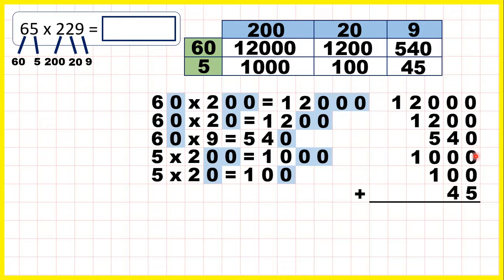0 plus 0 plus 0 plus 0 plus 0 plus 5 is 5. For this column, we're just adding 4 and 4 to make 8. 2 plus 5 plus 1 is 8. 2 plus 1 plus 1 is 4. 1 plus nothing is 1. So our answer is 14,885.